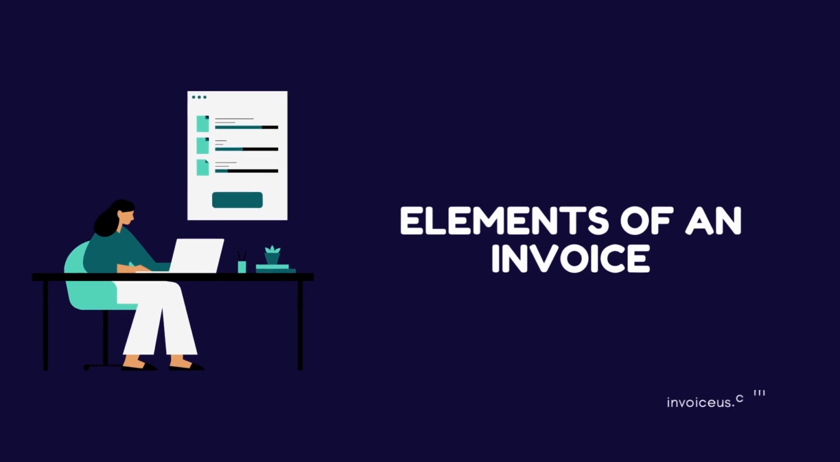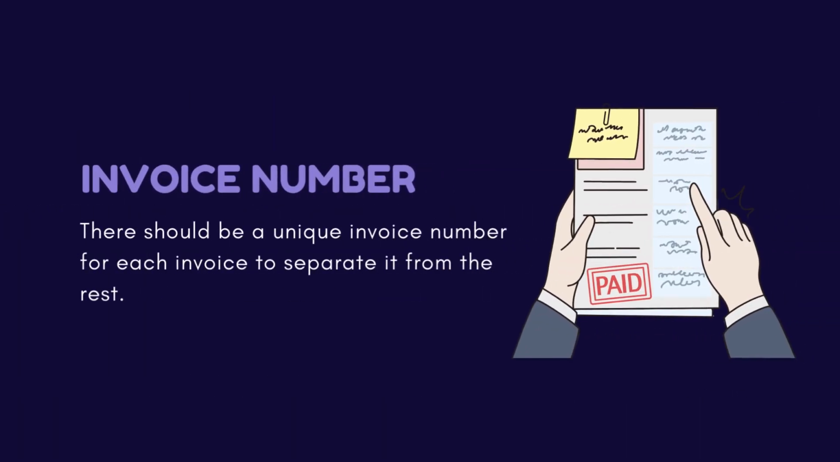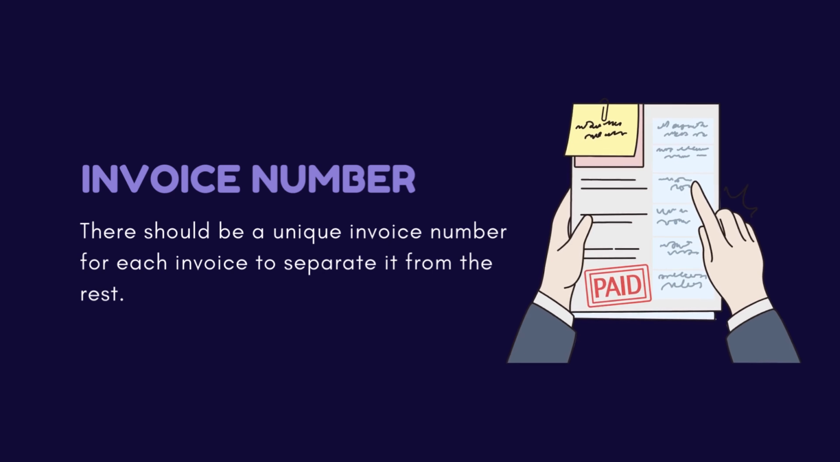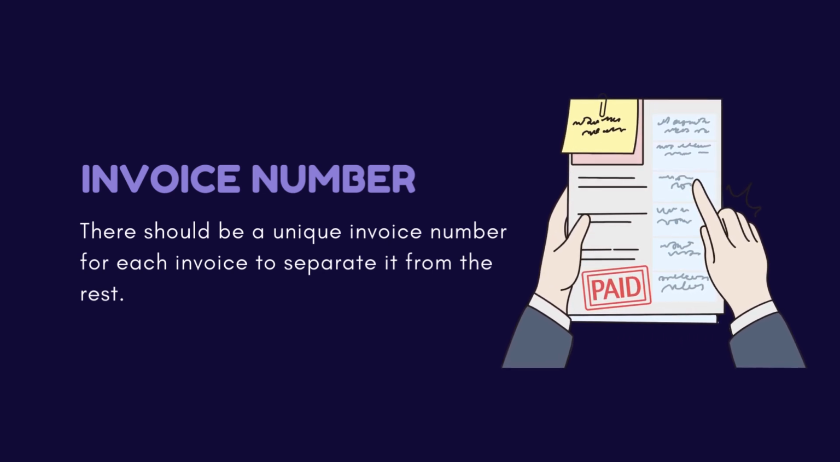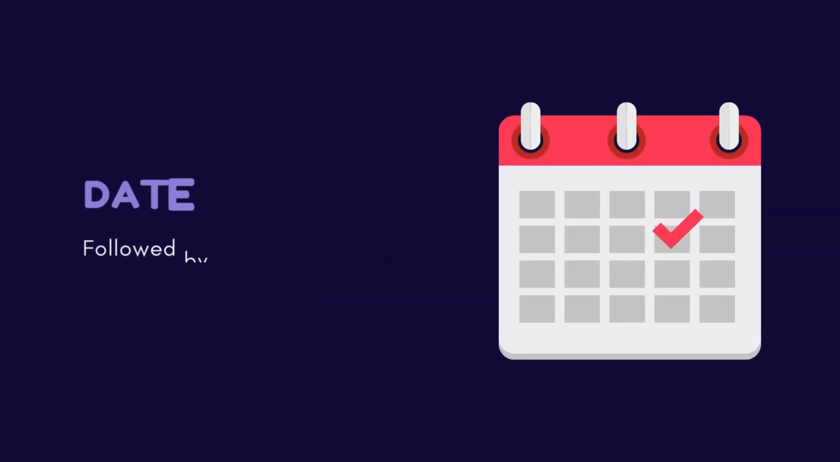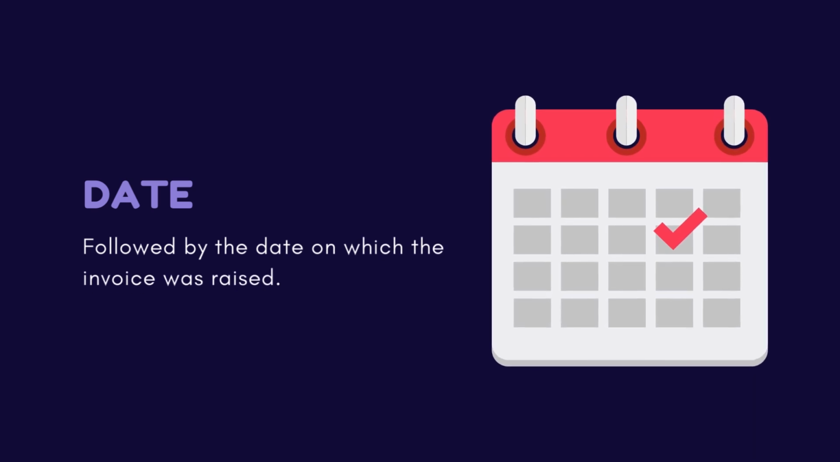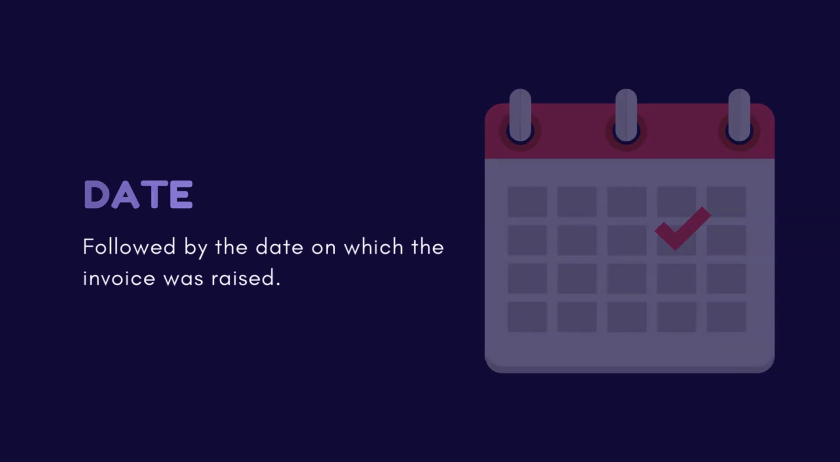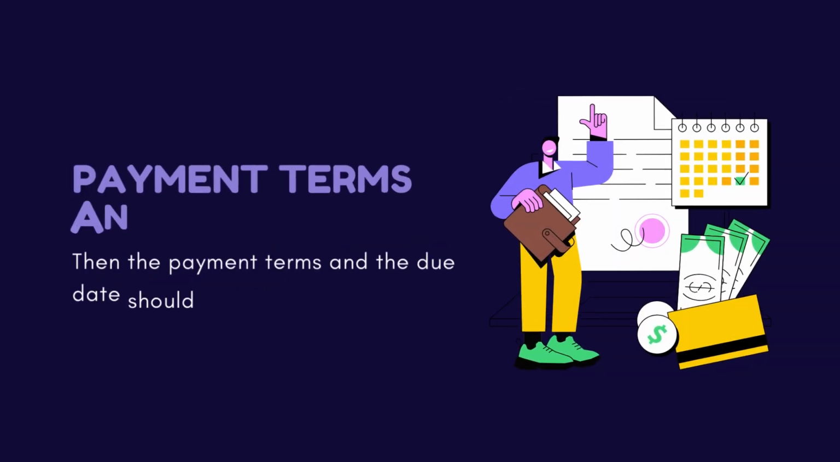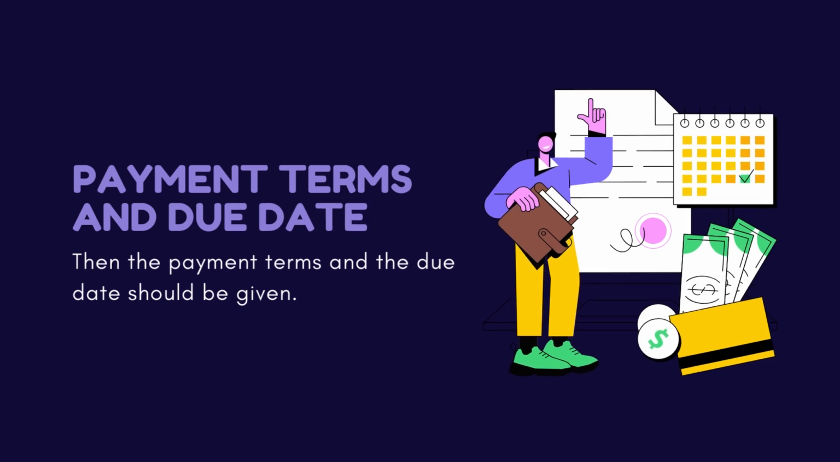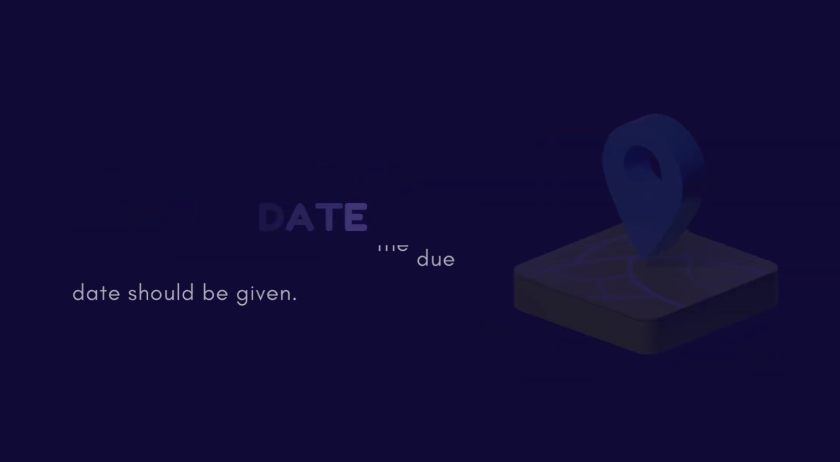Elements of an invoice. Invoice number. There should be a unique invoice number for each invoice to separate it from the rest. Date, followed by the date on which the invoice was raised. Payment terms and due date: the payment terms and the due date should be given.